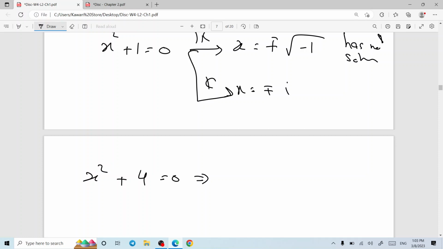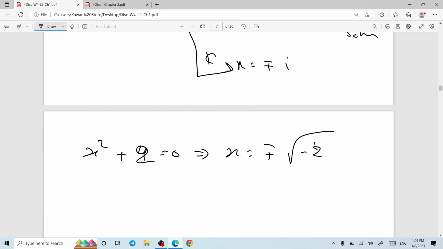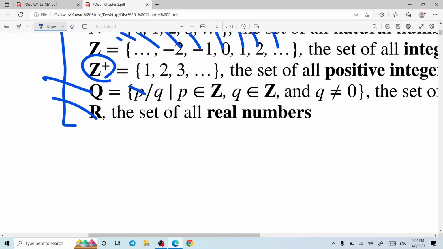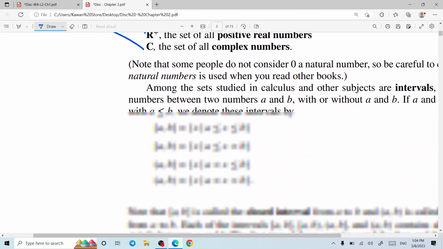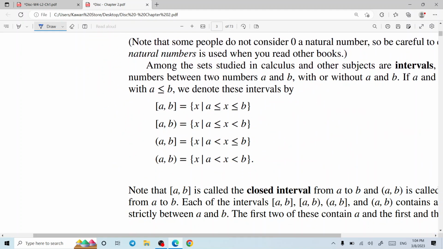So I say x is equal to plus or minus 2, minus 4. Am I right? Understood? So in that case, look, the square root of minus 1 every time will give you i. So that is called a complex number, and you can see from here. I am not going to talk about that one.